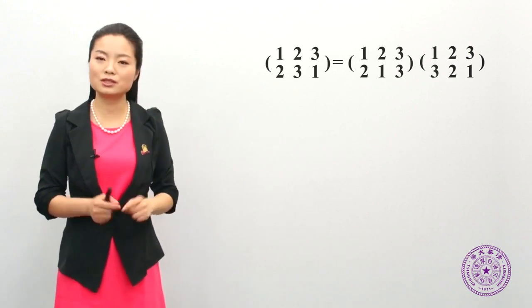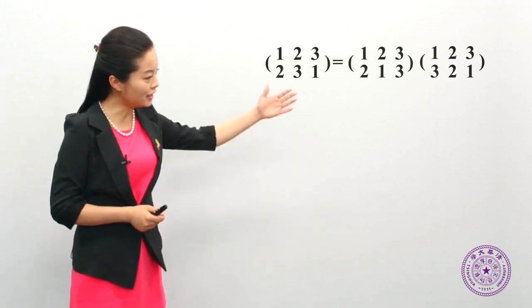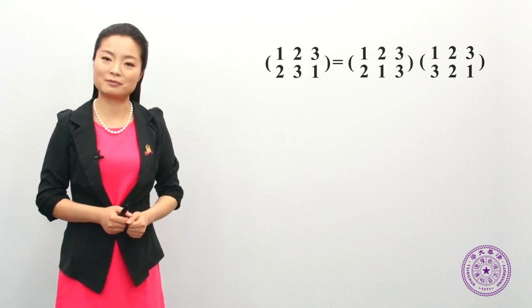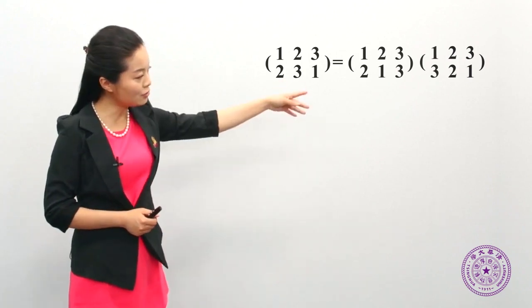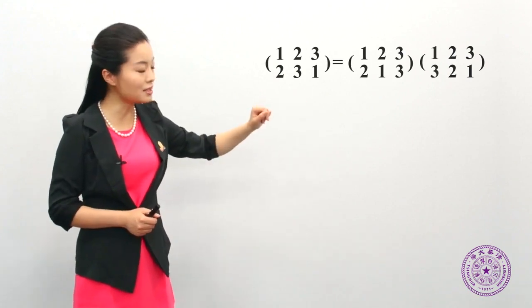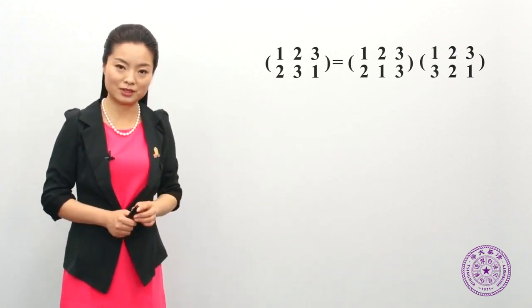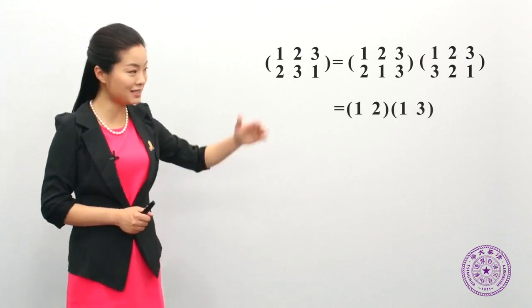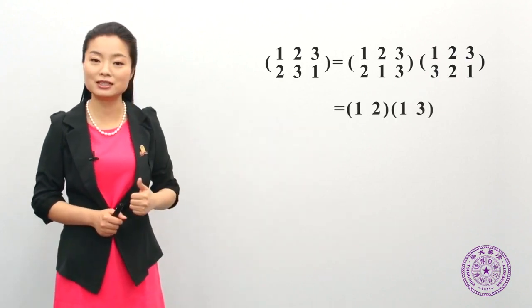Looking at these two different permutations, what are they? The first permutation is the switching between 1 and 2, with 3 remaining unchanged. The second permutation is actually 2 remaining unchanged, and 1 exchanged with 3. We can write it down as a multiplication of 2 cycles. Each cycle contains 2 elements, which is called a swap.